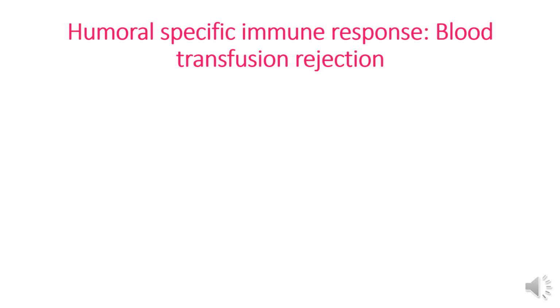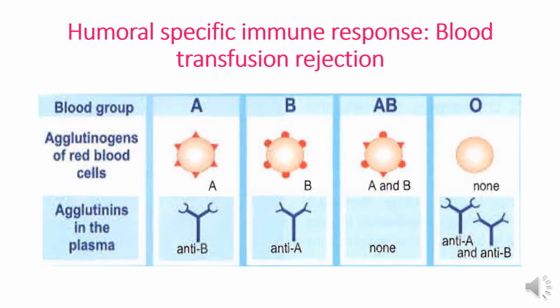Humoral specific immune response: blood transfusion rejection. The blood groups are blood group A, B, AB, and O. The individuals having a blood group A have agglutinogens A. These agglutinogens are antigens on the surface of the red blood cells, and they have in their plasma antibodies B or agglutinin B. Blood group B has agglutinogens B and antibody A or agglutinin A in the plasma.